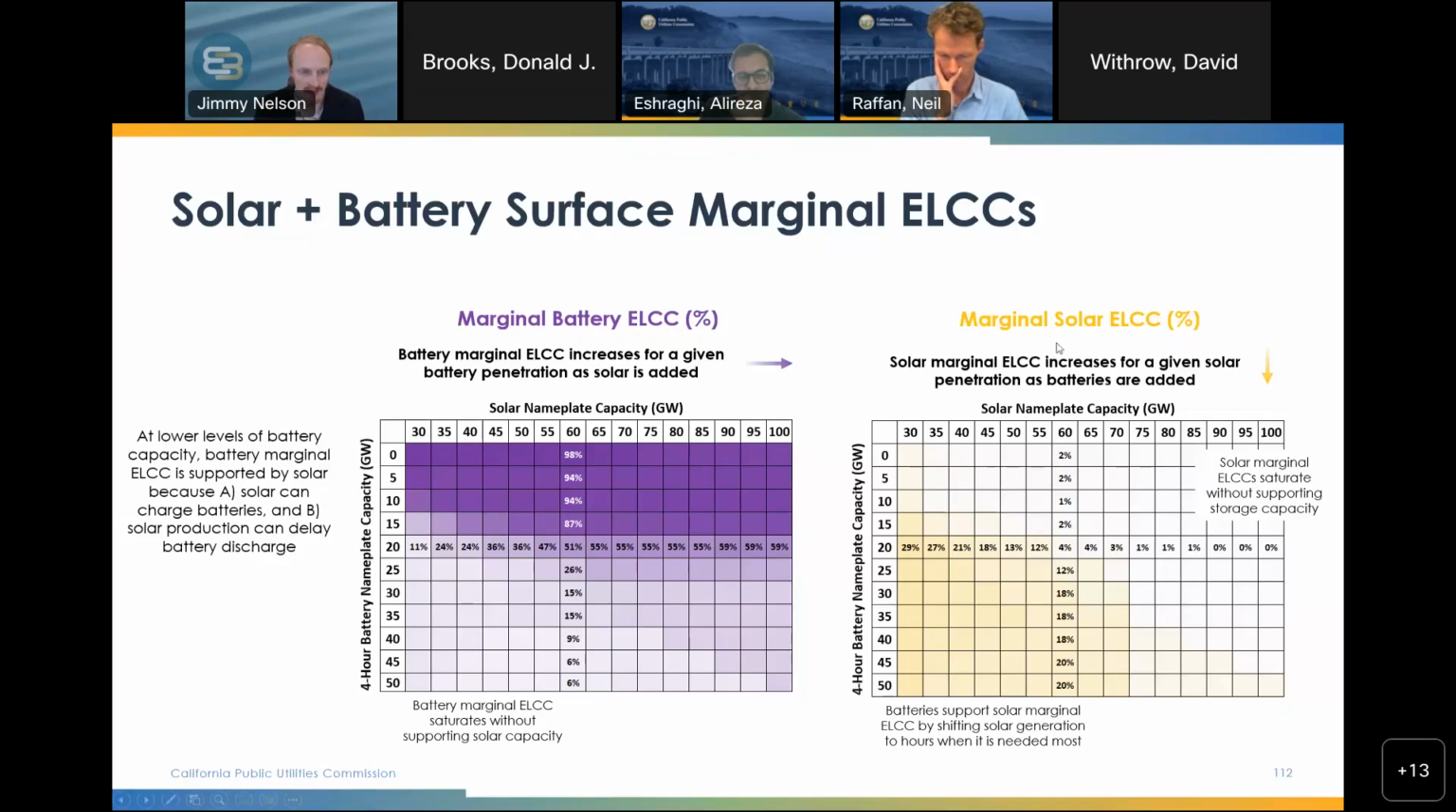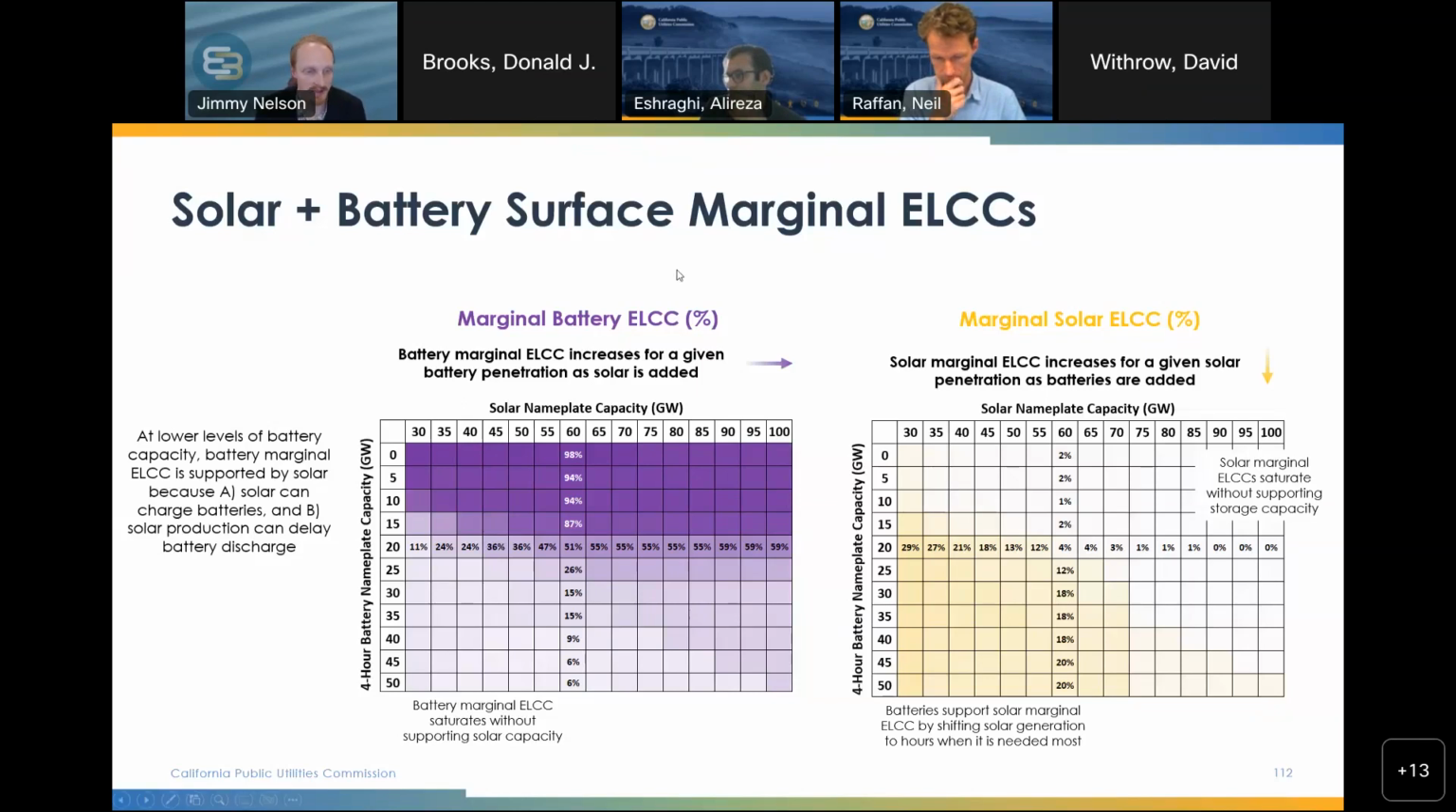So you'll see a couple of things. First, you want this surface to have some of the dynamics that we know should exist. Namely, if you hold the amount of solar constant and you just add batteries, you should see declining marginal returns. So if you look at that 60 megawatt solar nameplate capacity column, as you go down that column and add more batteries, you see declining returns. So that's good.